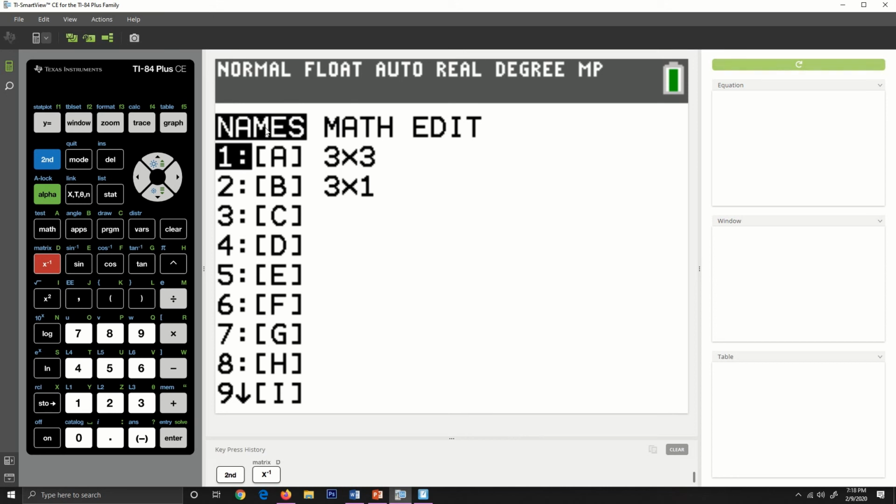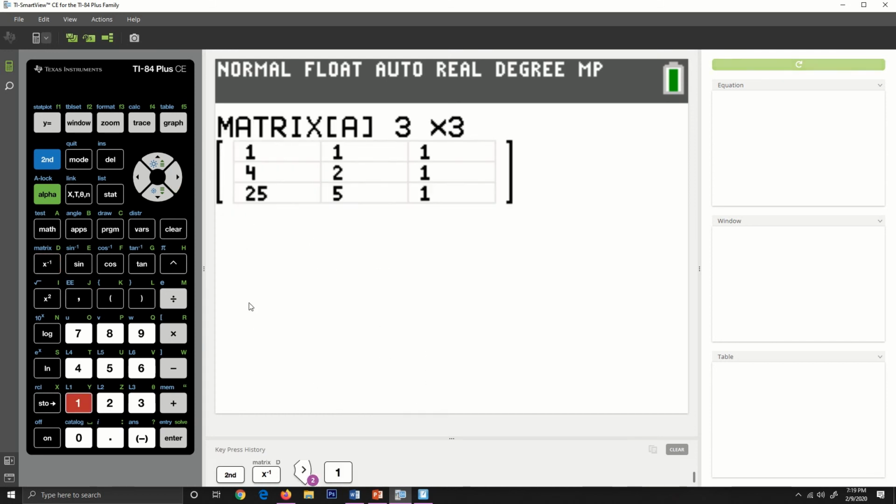And you'll see I have 3 menu tabs here. First one is names, second one is math, the third one is edit. The math one we're not going to use at all. The edit is how you get the data into the matrices, and the names are how you do your simple operations on them. So I'm going to pop over here to edit, and I'm going to hit 1 for matrix, and we have one that's already been put in here.